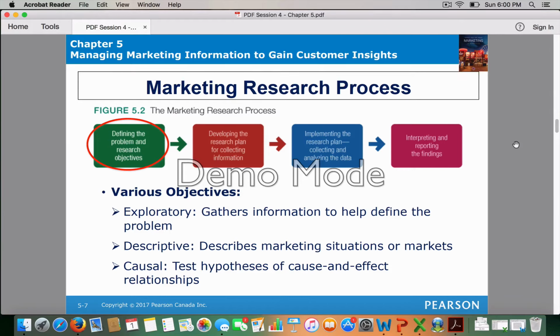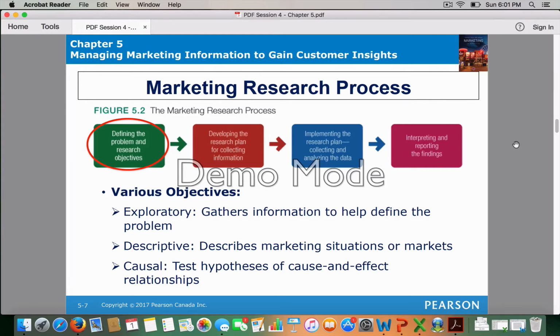The next type of research is called descriptive research, and basically descriptive research is all about describing the current situation as it is, describing who your current customers are, what are their buying patterns, where do they live, how much money do they make, those sorts of things. Descriptive research is all about describing the current situation.